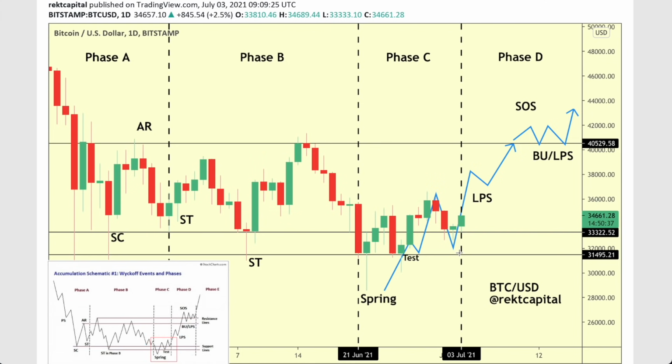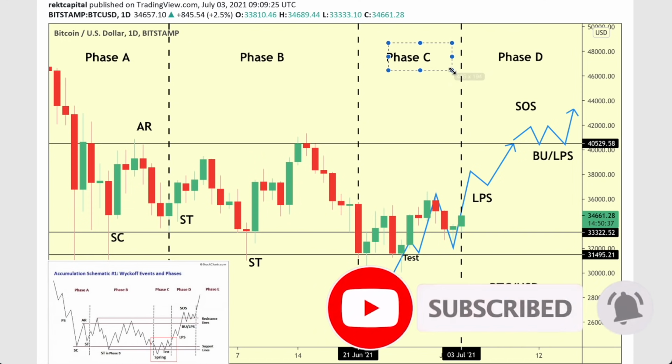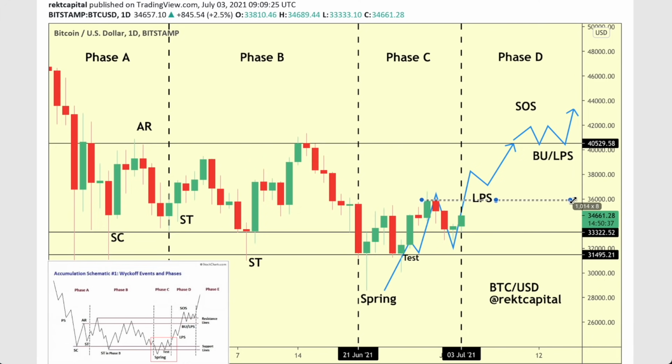At the moment, price is following the schematic quite nicely, and we might be on the cusp of exiting phase C to transition into phase D, but we need to see 36,000 hold, and or at least break as a resistance, and then hold as a support once we get that last point of supply rejection into 36,000 or even 35,000. So that's the most important thing to watch out for.